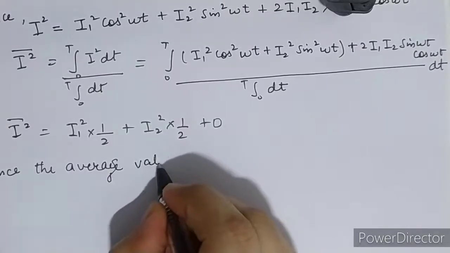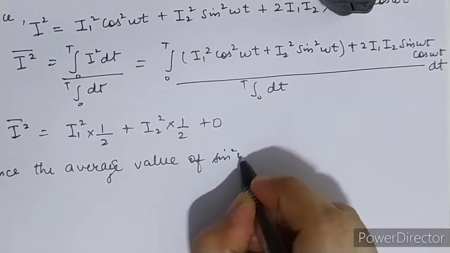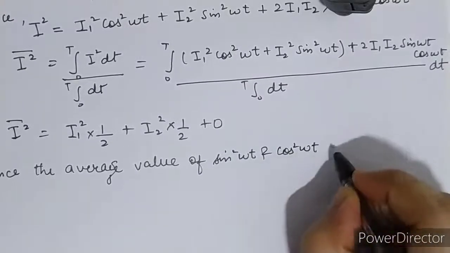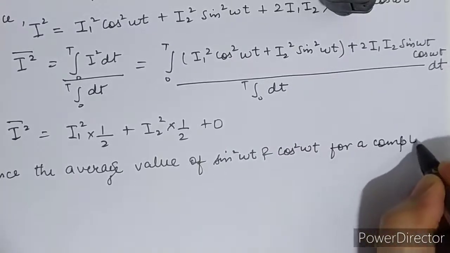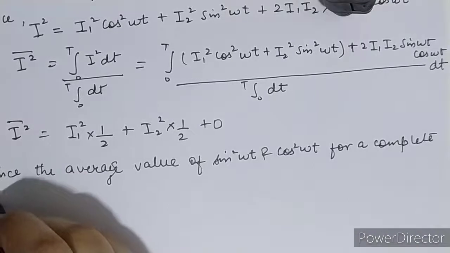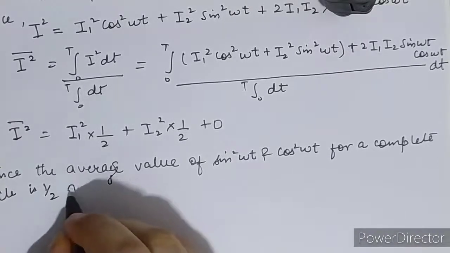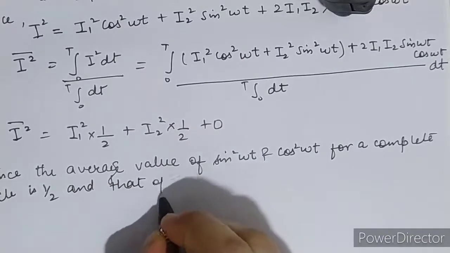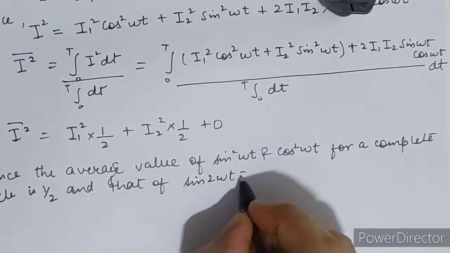So the average value of sin square omega t and cos square omega t for a complete cycle is 1/2, and that of sin 2 omega t is equal to 0.